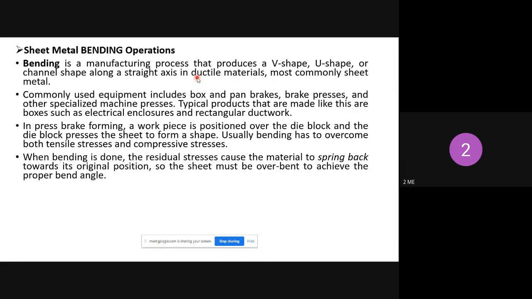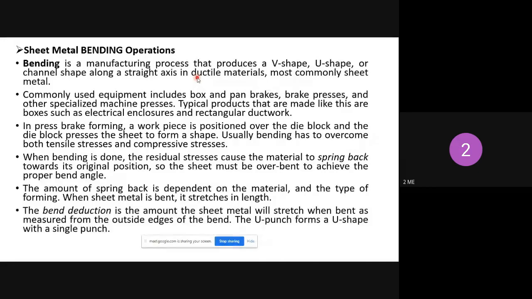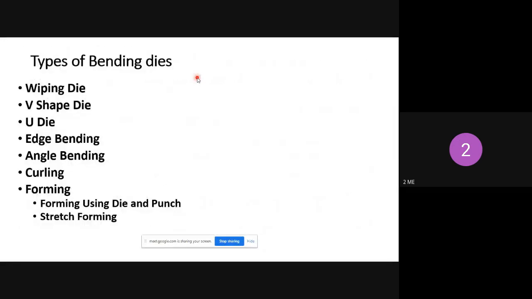Because of that backward force, metal you can easily bend to a certain shape. So that is the use. We'll discuss one by one. Different shapes you can produce, the U shape, V shape, and all, we can produce with the help of bending operation. These are the different types of bending dies you can produce with sheet metal bending operation.